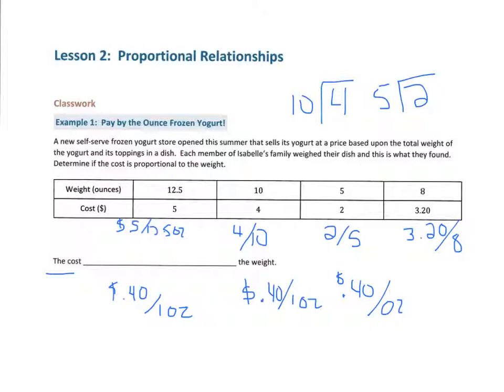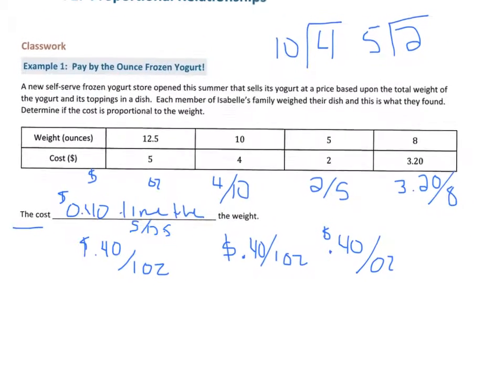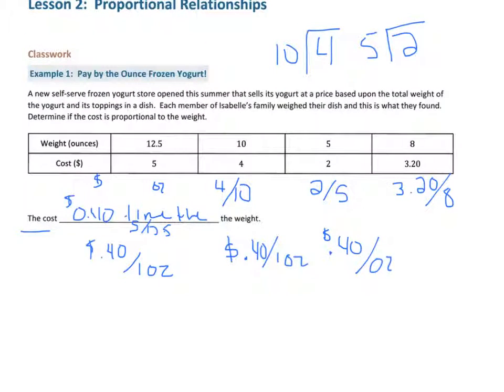So the cost is 40 cents times the weight. Let's say there is another dish that is not listed here. Another family member took a long time, and he ended up with a cup that weighed 15 ounces. How could we determine that cost? What would we have to do?